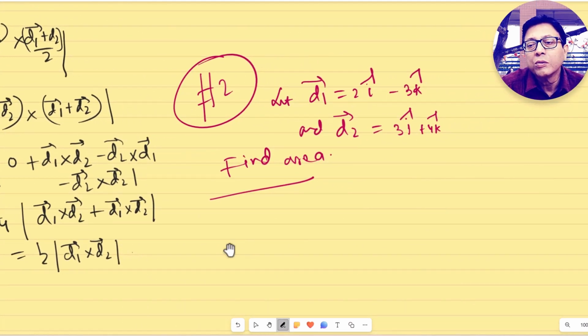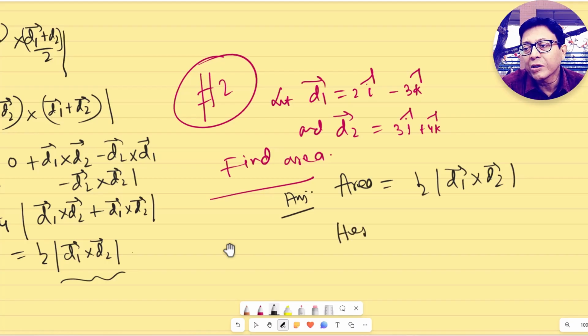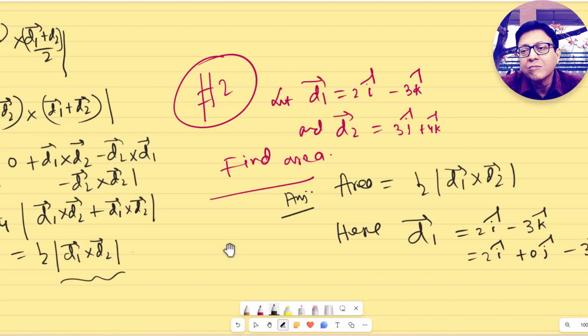Example 2. Let two diagonals be given: d1 equal to 2i minus 3k and d2 equal to 3j plus 4k. Find the area. Diagonals are given this way, you find the area. Just one more application. Simple application.